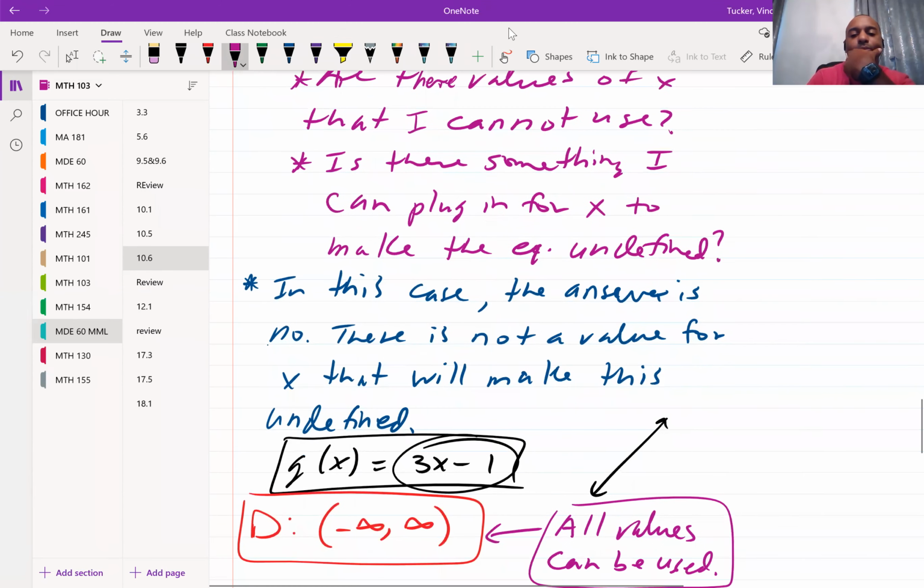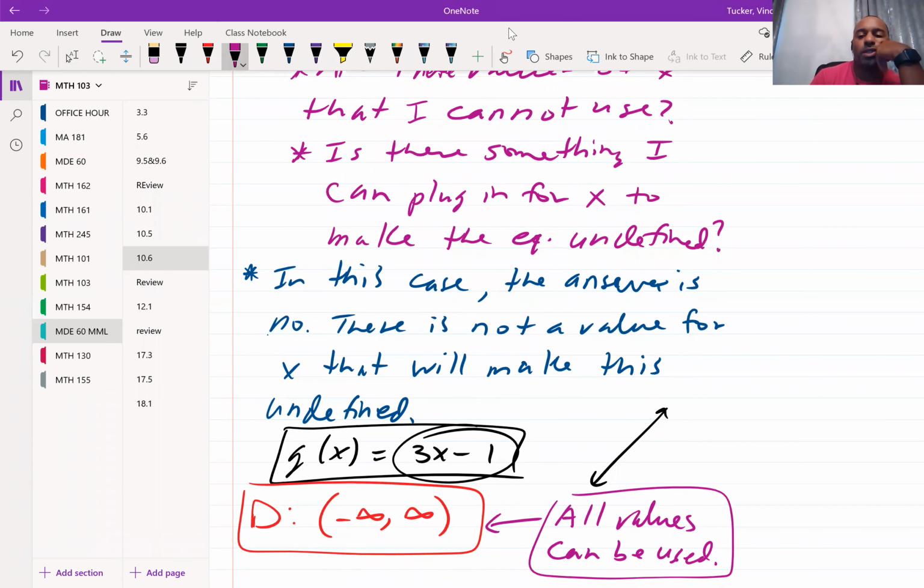So since nothing can make this undefined, we would set our domain as -infinity to infinity. So all values can be used. That's what that means. Any questions?